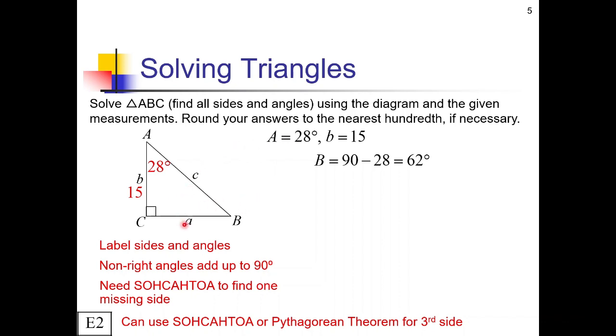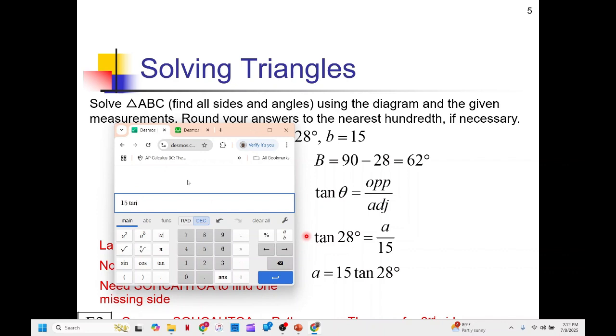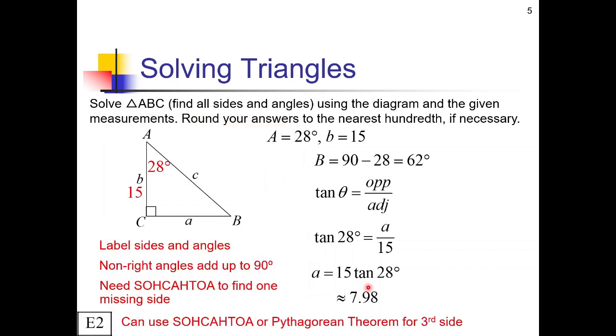So side A is opposite from 28. And B, which we already have, is adjacent. So using my SOHCAHTOA, I need TOA, opposite over adjacent. So I'm going to use my tangent ratio. I can write tan of 28 equals opposite side A over adjacent side 15. Now to solve for A, I just have to multiply both sides by 15 and do 15 times tan of 28 on the calculator. So let me do 15 tan 28, and that comes out to 7.98 if I round that off.